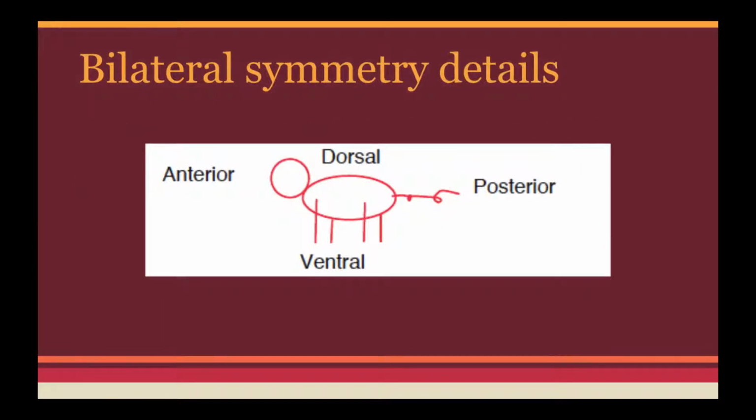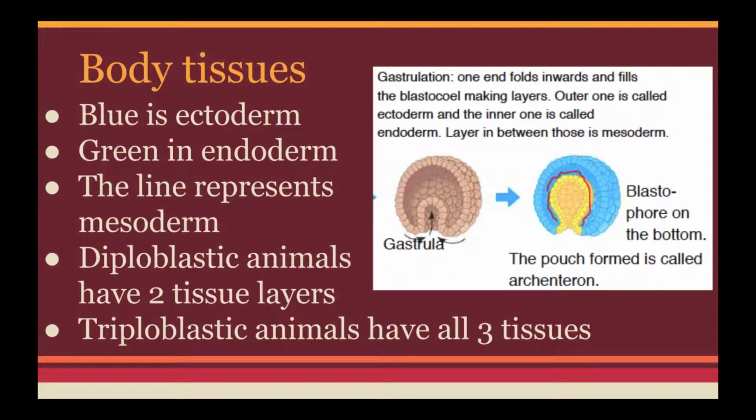Bilaterally symmetrical animals have an anterior, the front side, the posterior, which is the back side, the dorsal side, which is the top, and then the ventral side, which is the bottom side. And the mouth and the sensory parts are usually on the anterior side. And it's simple to remember. Most of our senses are on our face, on the front, because we're also bilaterally symmetrical animals.